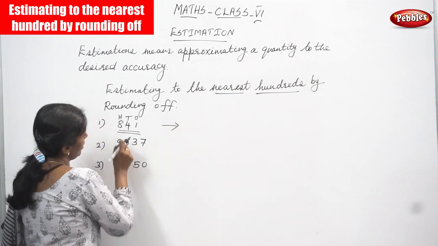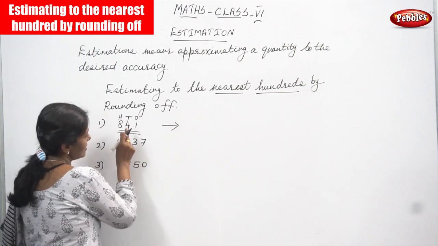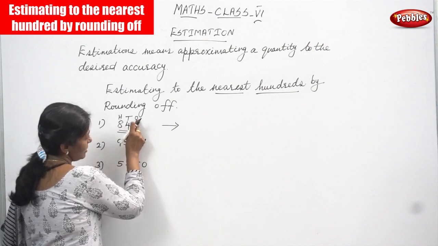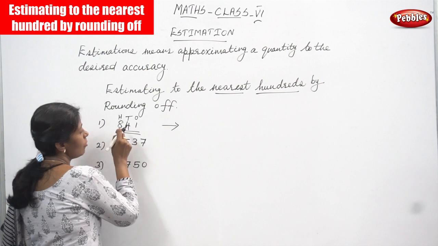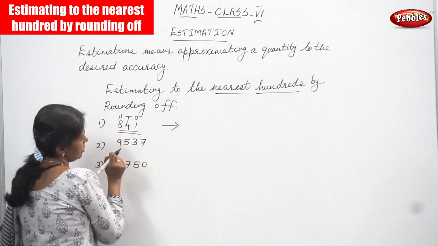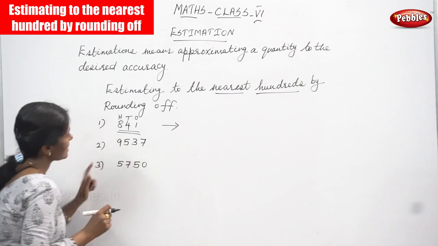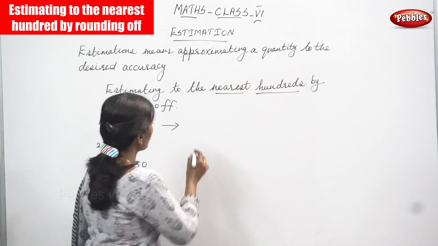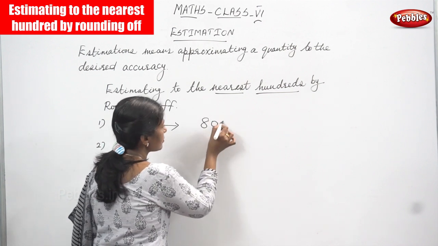Let's start. Ones place is 1 and tens place is what? 4 tens, that means 40. That is what I told you. So 841, nearest 100 is what? 800.